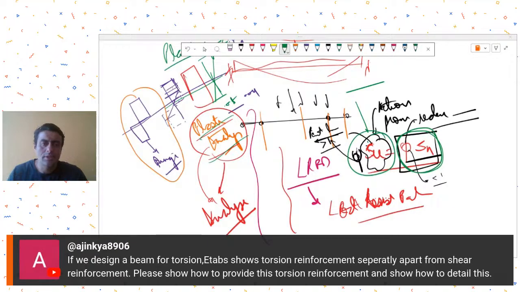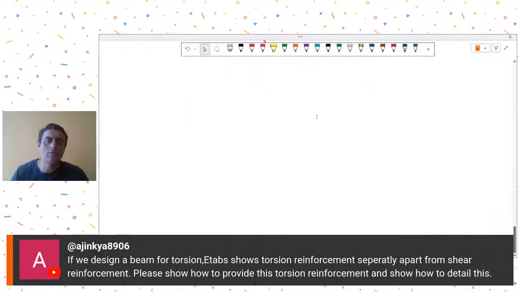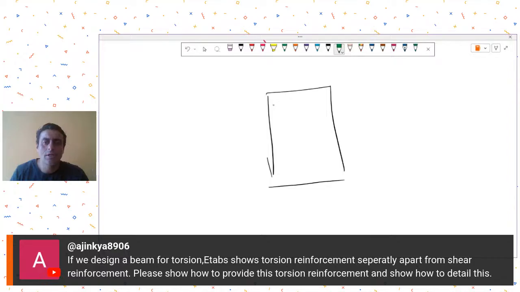Then Mr. Ajinkya is asking: if we design a beam for torsion, ETABS shows torsion reinforcement separately apart from shear reinforcement. Please show how to provide the torsion. See, you must understand that when you design your beam cross section, the torsion reinforcement that you get, talking only about the transverse reinforcement right now. Let's have this discussion with respect to Indian codes right now. In American codes, the treatment is slightly different.